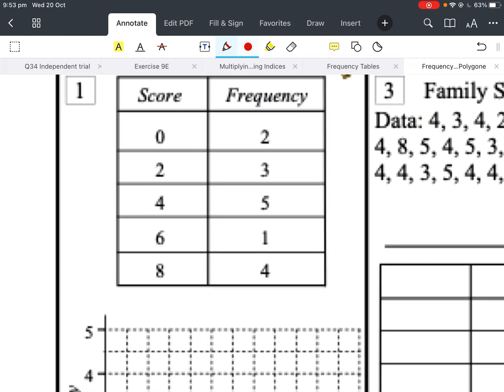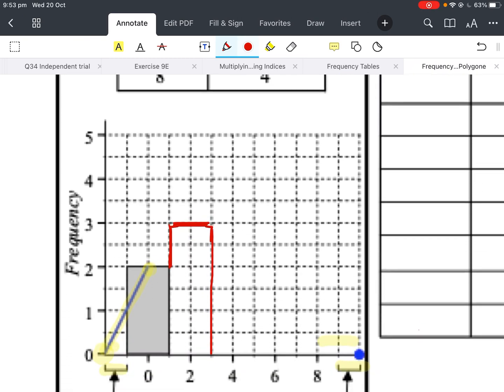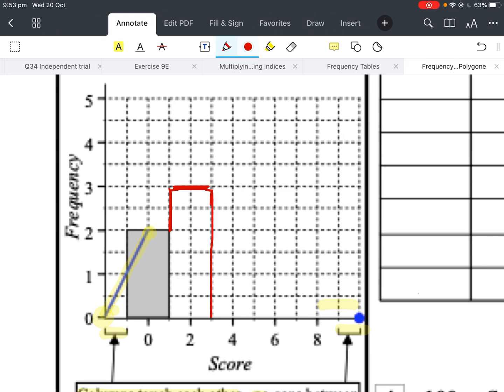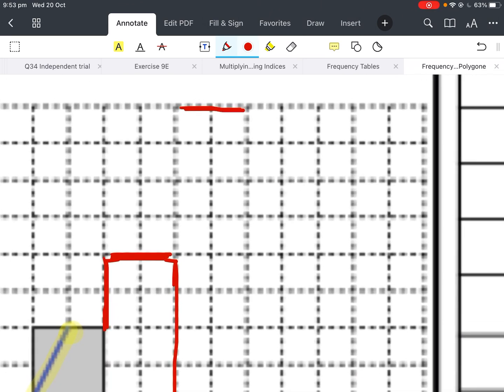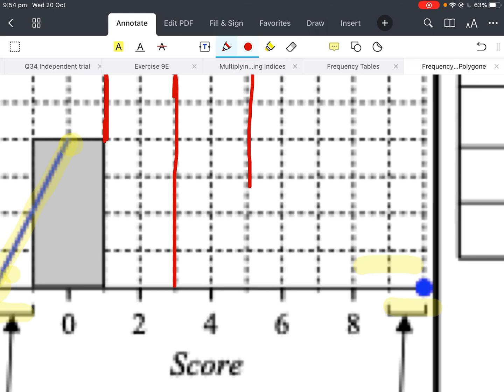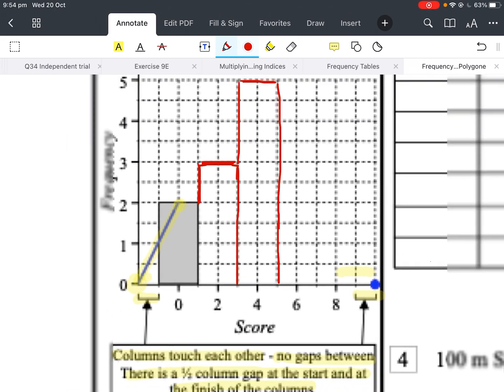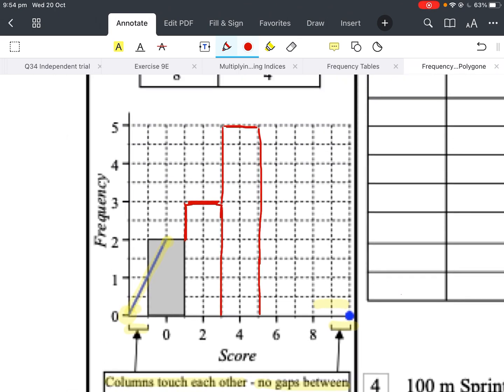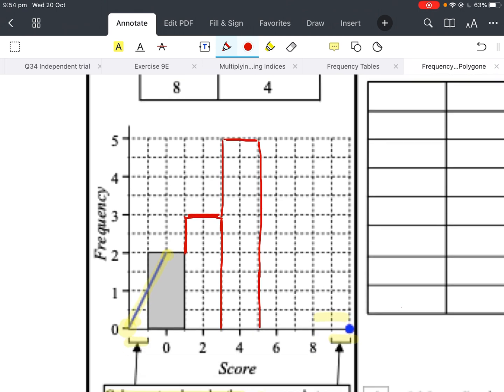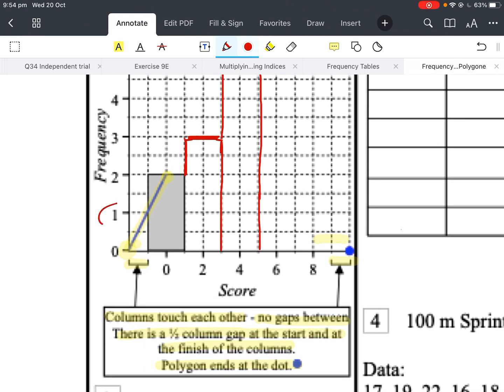Now, the next one says that the score of 4 happens 5 times. So I'm actually going to draw a cross where the 5 is. And I'm going to go straight down. And then I'm also going to go straight down. I need a ruler, don't I? Okay, and that draws the next column for me. Now, a score of 6 happened once. Now, 1 is over here, so that means I only have to go across.